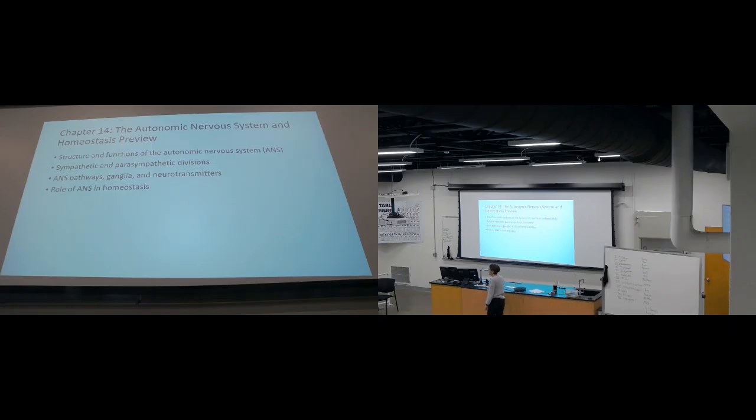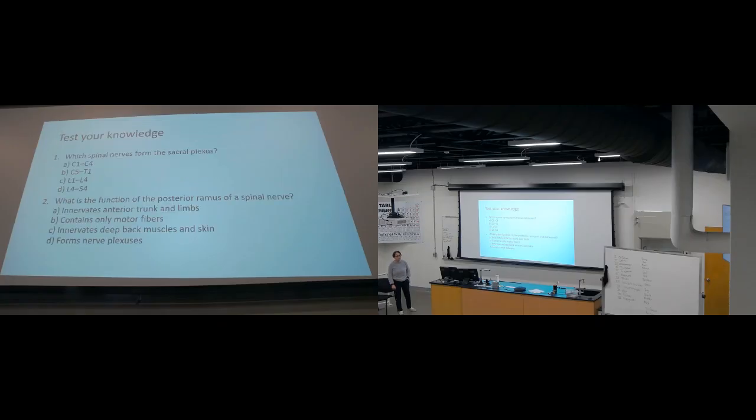Okay, so for this coming chapter 14, we're going to see the functions and structures of the ANS, autonomic nervous system. We're going to see the major subdivisions, sympathetic and parasympathetic. We're going to see the ganglia, the neurotransmitters, and the role of the ANS in homeostasis.